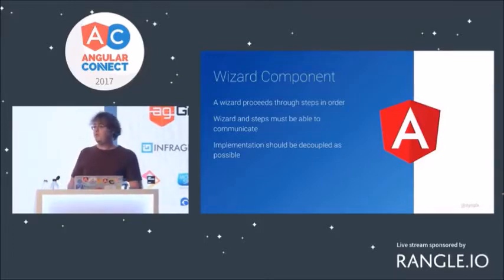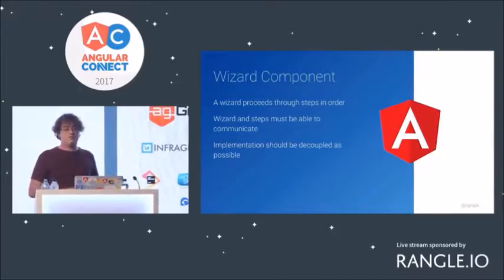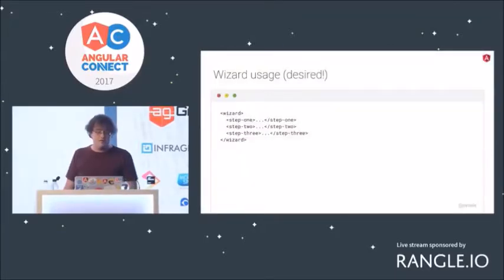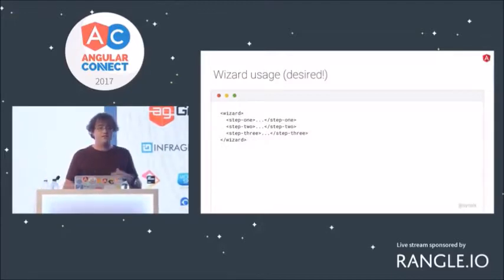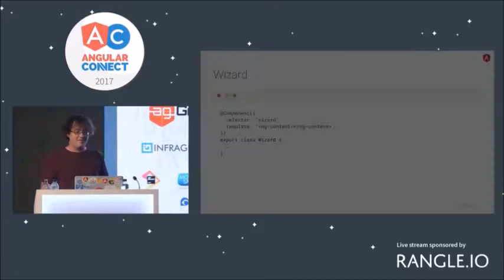And in principle, we want this implementation to be as decoupled as possible. Ideally, the wizard should know nothing about the step components except the API that they use, and the steps should have no knowledge of the wizard that they're going to be used in. So here's the API we'd like our wizard to have. It's a component that you can use in a template, and you content project a bunch of steps into it. That's it. It's very clean and very efficient, and sadly impossible. We can almost get there, though.